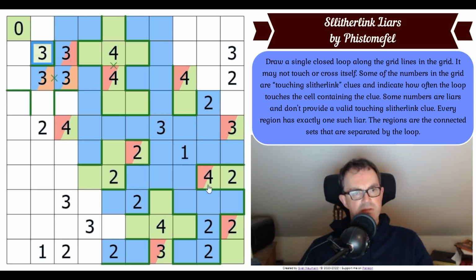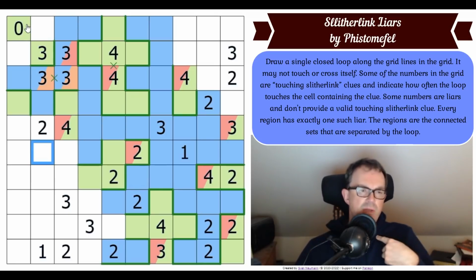That forces this to be green. It forces this to be green. It forces this to be green. It forces this to be blue. It forces this to be blue, and it forces... I'm not sure what it does in the top.